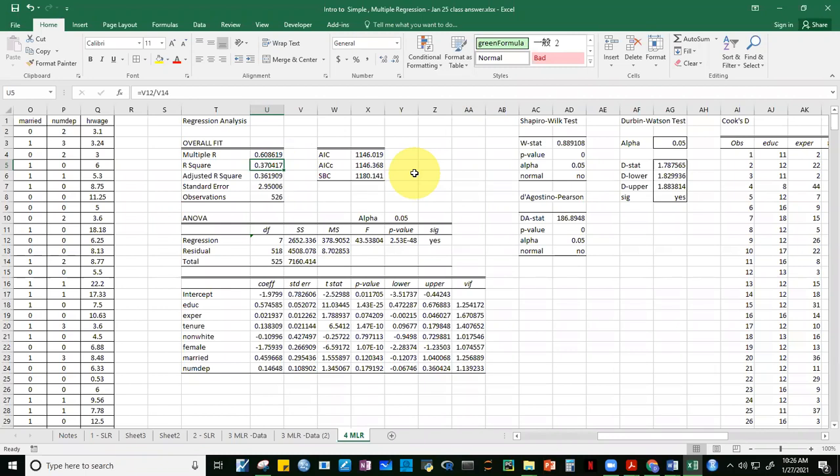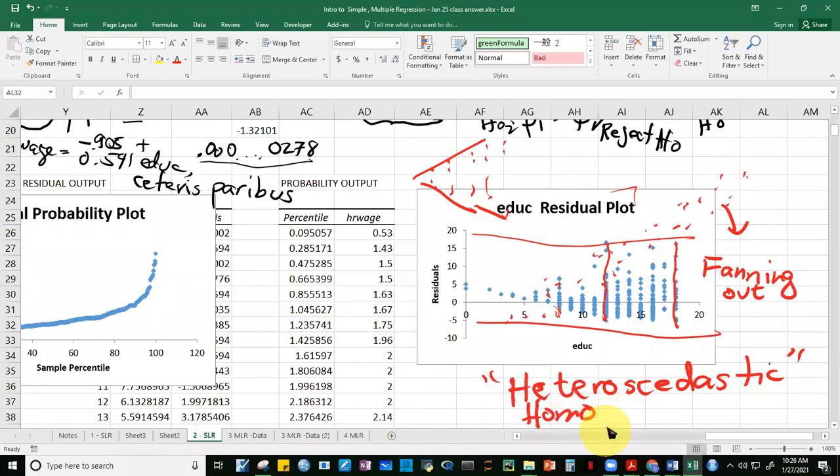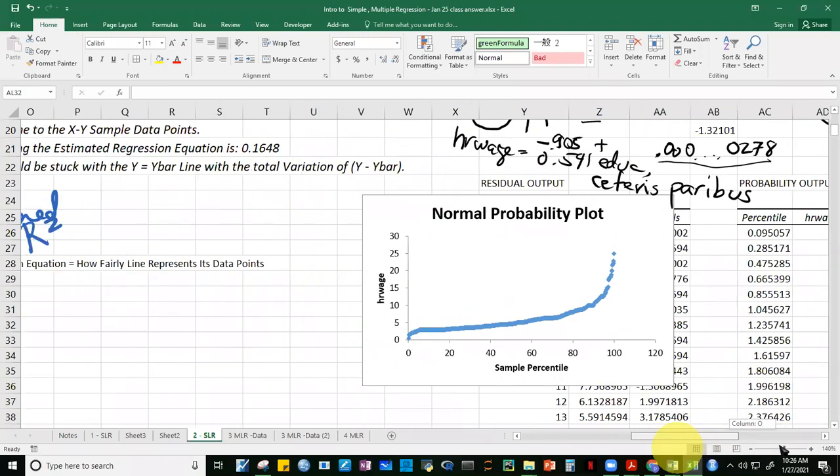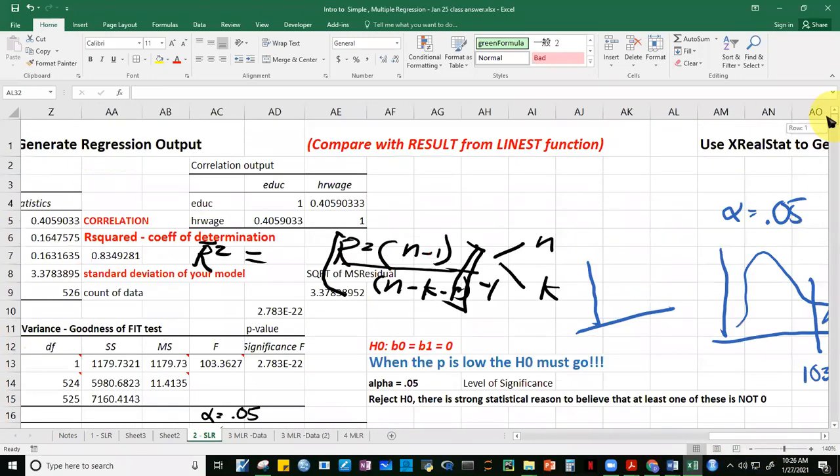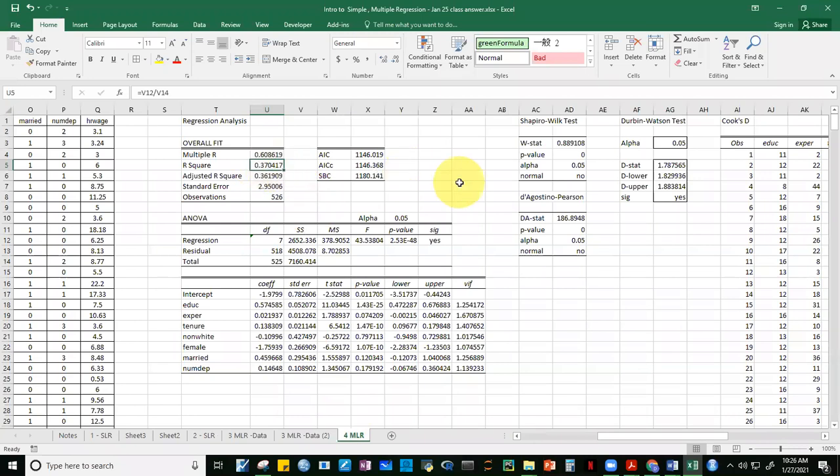Sino mas maganda? Yung model kanina, yung simple, o itong model 2 natin? So, this is our model 2. Our model 1 is the simple linear regression. No? Ito yung model natin kanina. Ano yung R squared natin dito? So, it's just 16%, no? 16.5%. Dito, ang R squared natin, 37%. Kahit adjusted R squared, pag gamitin natin, 36%.